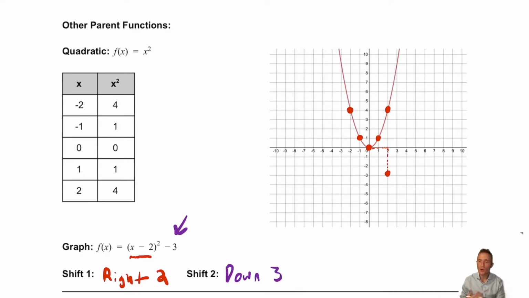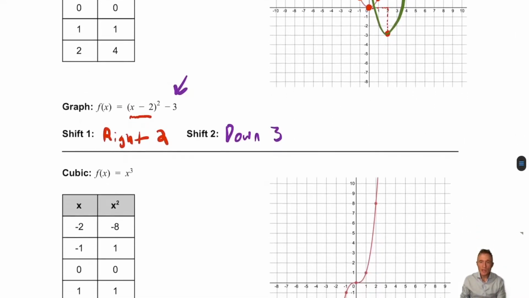From here, all I need for today, I could do that for all the points I know. I just need a quick sketch, I just want a quick sketch of what this looks like. I have a general idea that this x minus 2 has shifted me to the right 2 spaces, and the minus 3 has shifted me down 3 spaces. That's plenty.